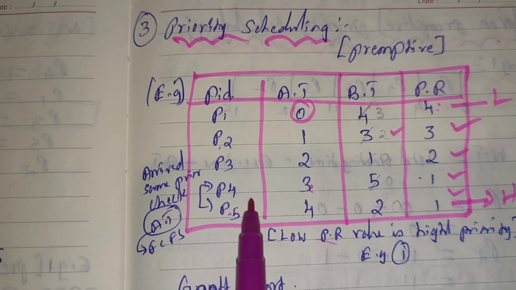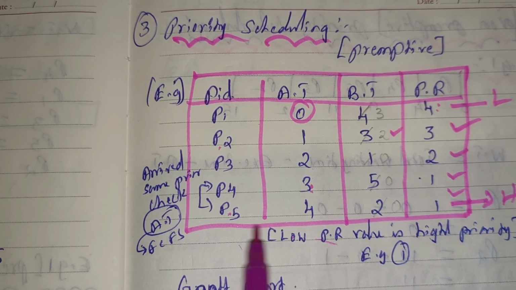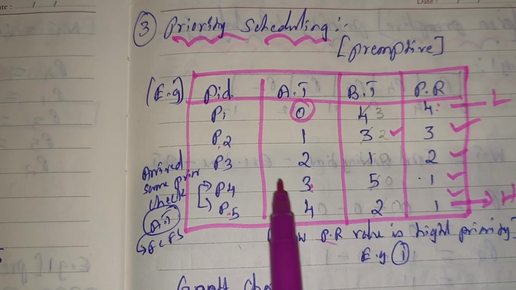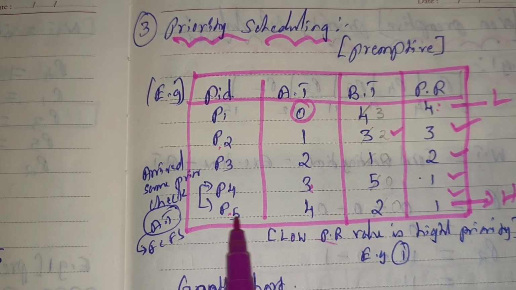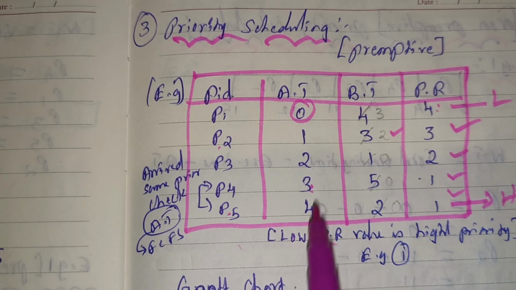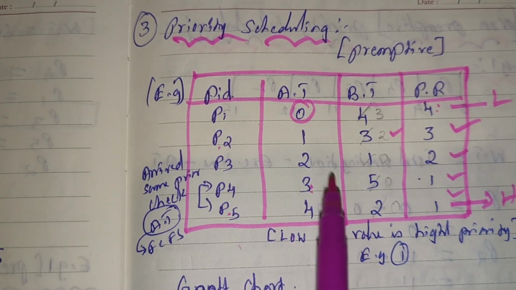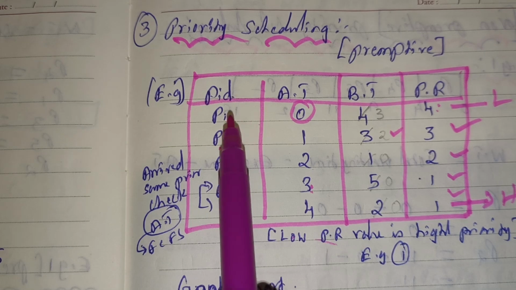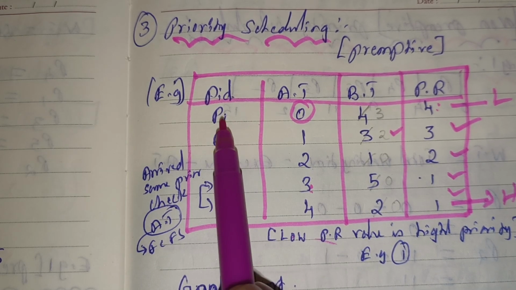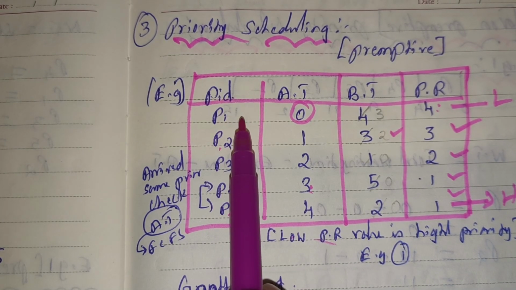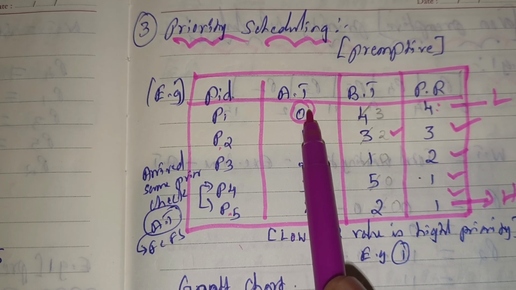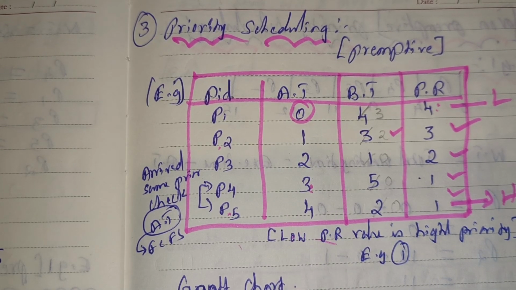Why are you not taking P5? Because it is high priority. You can check, P5 is high priority, but the arrival time for P5 is 4. The CPU will not wait for another process with a later arrival time. It will always look for the existing processes which are in the ready queue. I hope you understand what a ready queue is. The ready queue will have whichever processes are waiting to be executed, and those will be taken for processing.